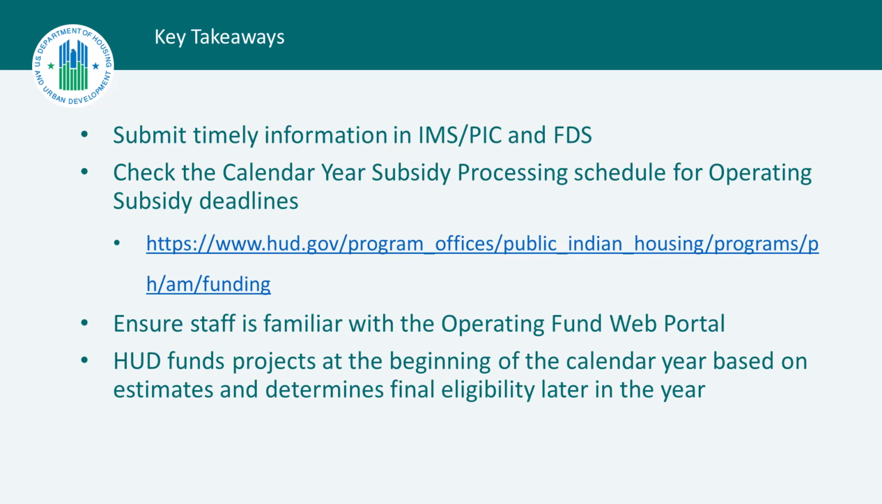HUD provides funding at the beginning of the year based on an estimate and works with PHAs through the calendar year to determine final funding eligibility. For questions, resources, and the annual schedule, check the webpage for the operating subsidy for the calendar year in question.